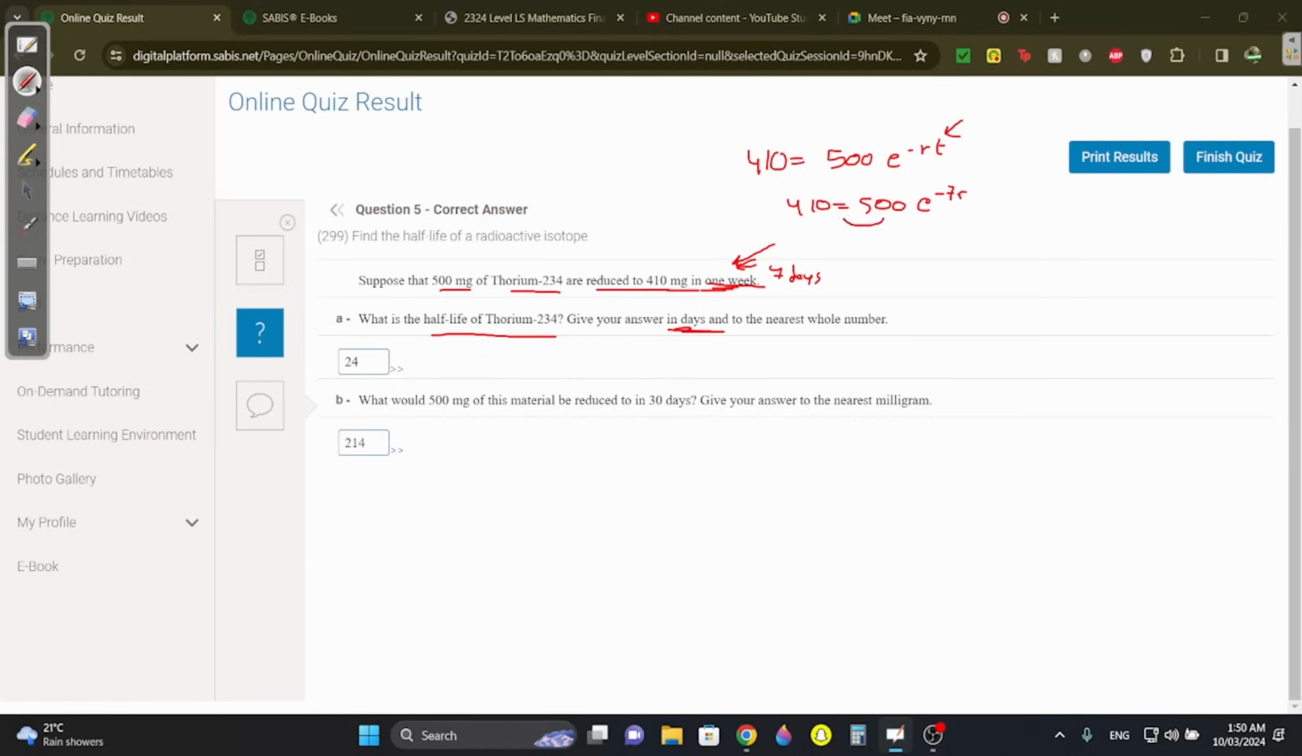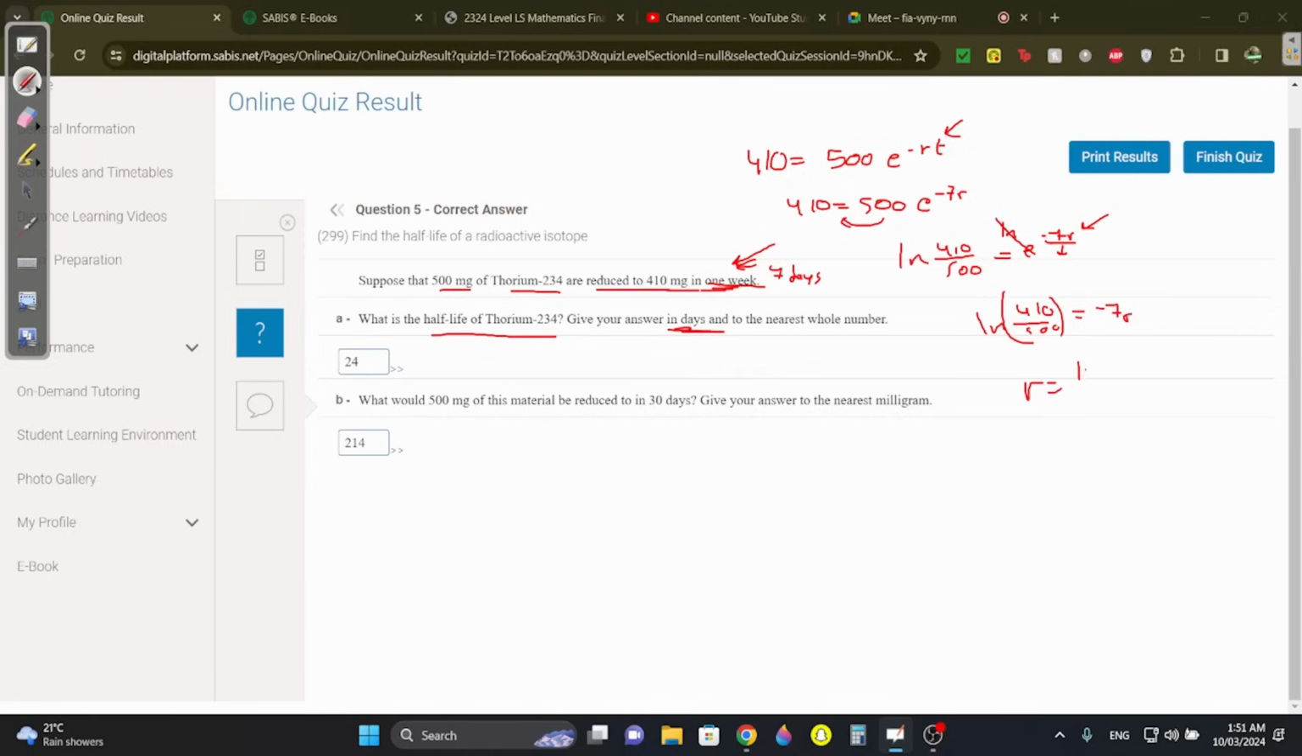Let's solve this. 500 to the other side: 410 over 500 equals e to the power of minus 7r. Whenever you have a power, you can't solve unless you take ln on both sides. Ln is a function on your calculator. So why do I do this? Because I need to take this minus 7r out of the power. This ln function cancels out the e and brings this minus 7r down. So you're left with ln of 410 over 500 equals minus 7r.